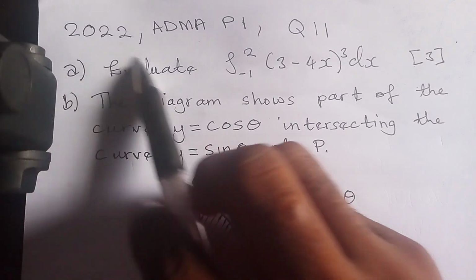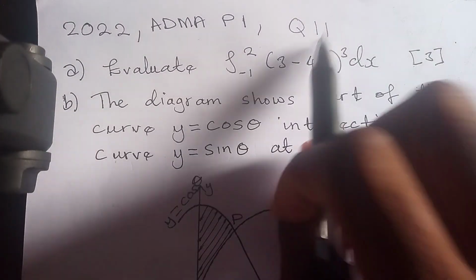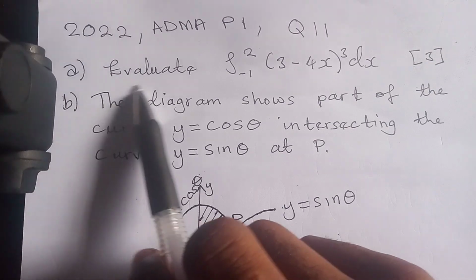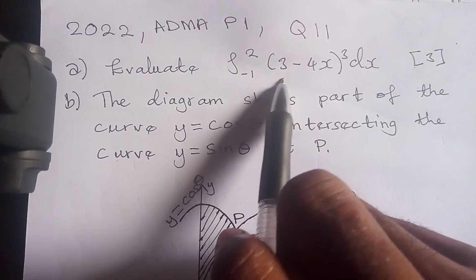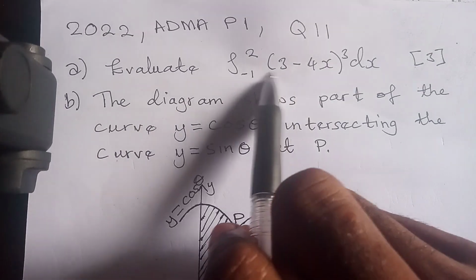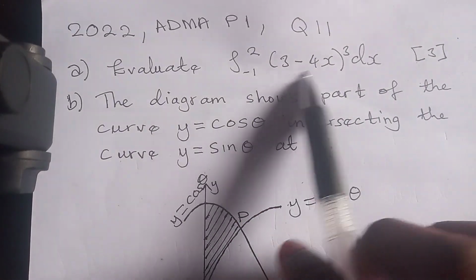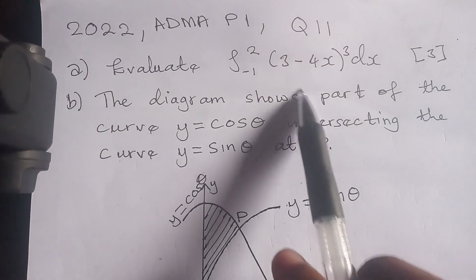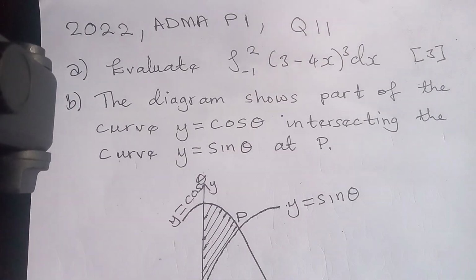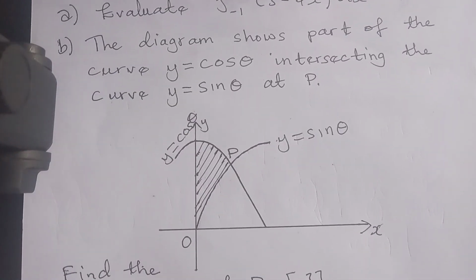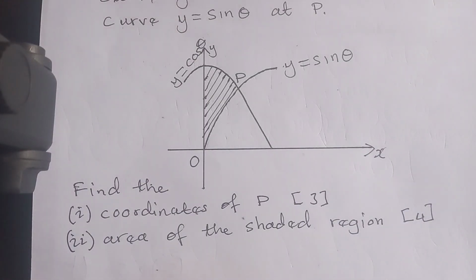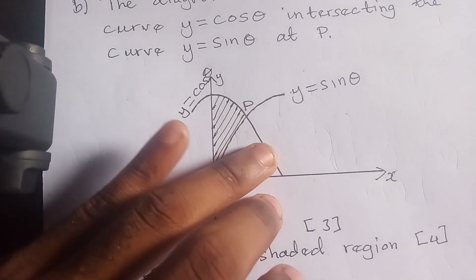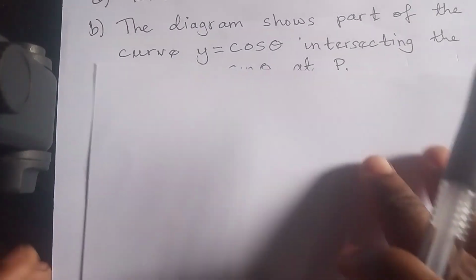Okay, so this is 2022 ADDMA paper 1 question 11. I'll quickly solve this one using the expansion method. I know you can solve this by using the u substitution by letting this entire thing be a u, but I think using the expansion method is much easier. This is my target for this tutorial.